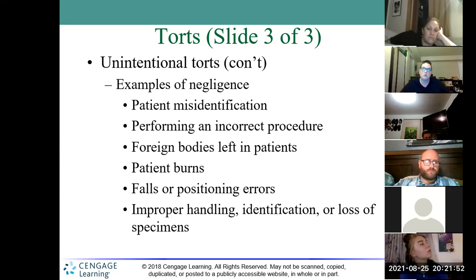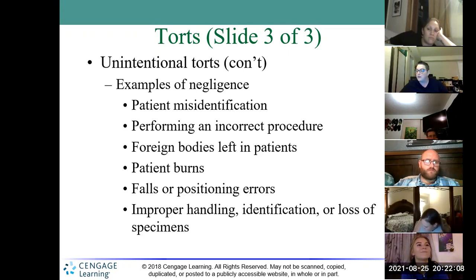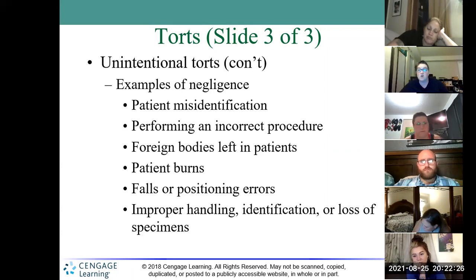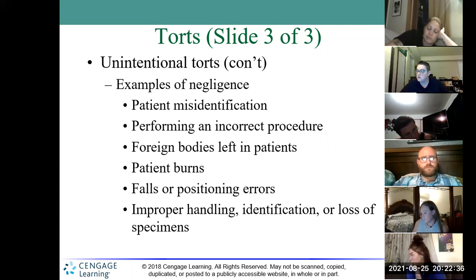Patient burns. So this could be from heat, from the bovie, or from instruments that are still hot out of the autoclave. It could be an electrical device being used in the OR that did not get properly grounded. That could cause a burn. Thinking about a lot of the sparks that are flying in the OR, there's oxygen being used, there are a lot of combustible opportunities. Improper use of lasers could cause burns.